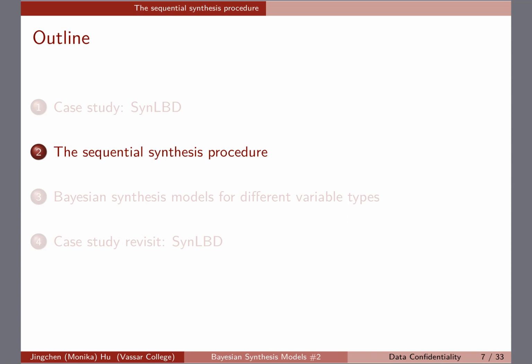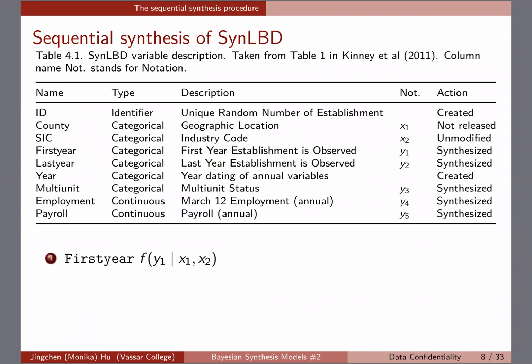So the first thing I want to talk about is, what if you have more than one variable you want to synthesize? The application done in the CLBD is very typical in a sense that when people are dealing with this situation, they have more than one variable to synthesize, they typically go with the sequential synthesis procedure. So let's first look at what they did in the LBD, and then let's talk about why you can do it and how you can do it.